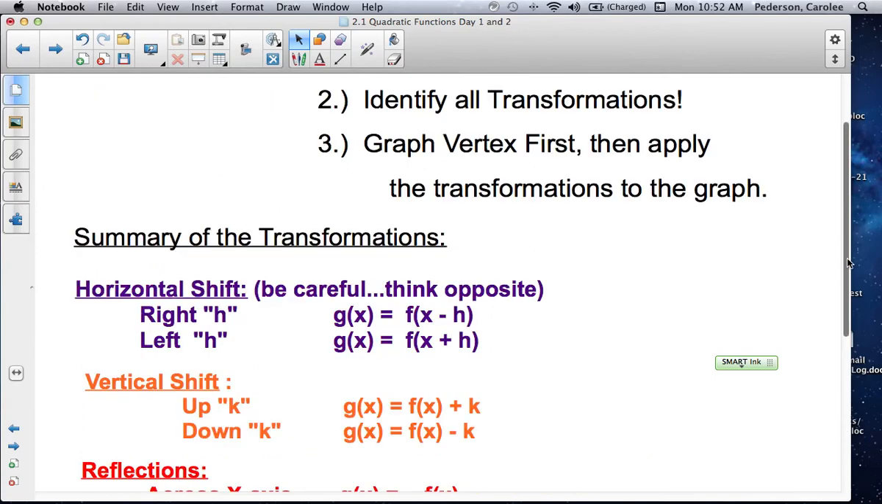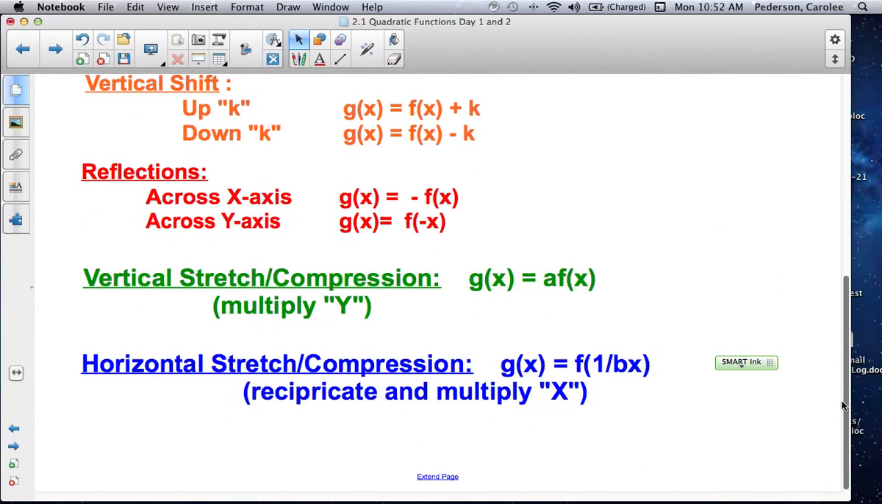The reflections. If the negative is in front of the function, it's going to reflect it about the x-axis. So remember, a negative a flips it down. Negatives inside the function don't actually change parabolas. When you reflect it about the y-axis, you'll still be left with that same parabola.